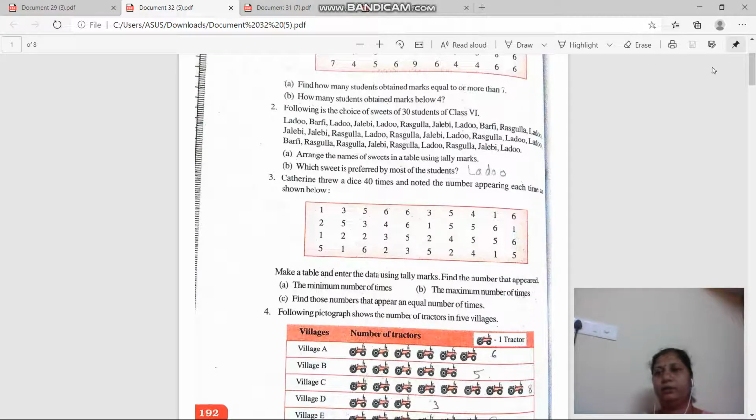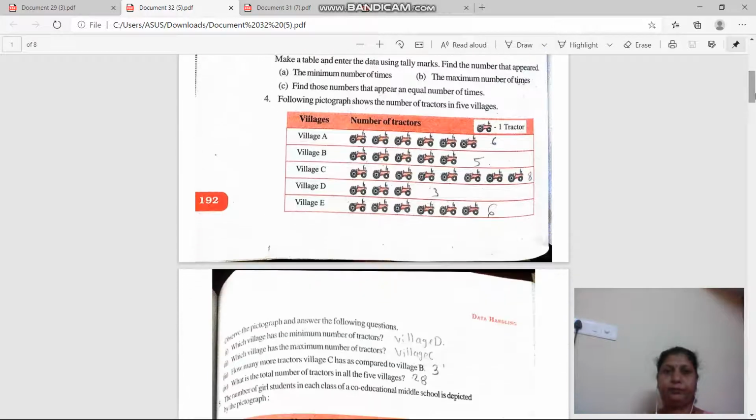Fine. One picture of a tractor represents one tractor. So we will calculate the number of tractors, right? And then we will answer these questions. Get it? Next thing.